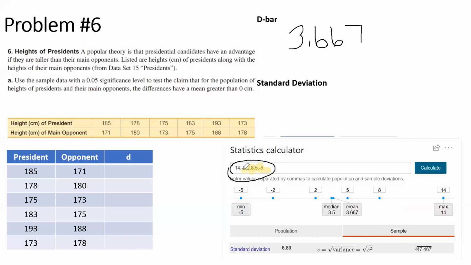We put those values in, and the standard deviation that we get from this is 6.89, which is written right there. Now we should write these numbers down. You want to write down D bar, and you also want to write down the standard deviation. These numbers are going to be coming in handy a little bit later.